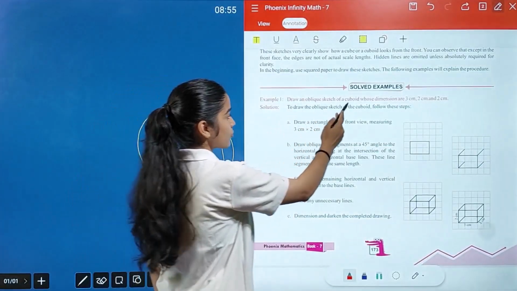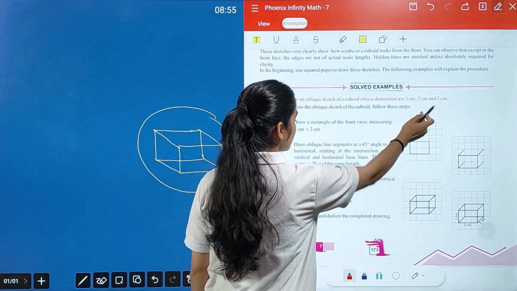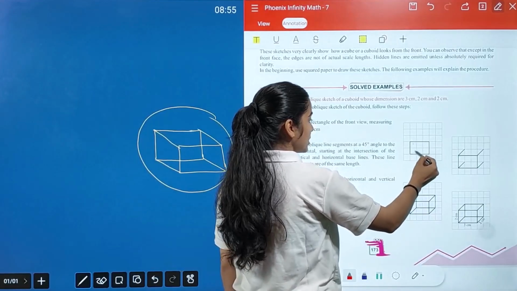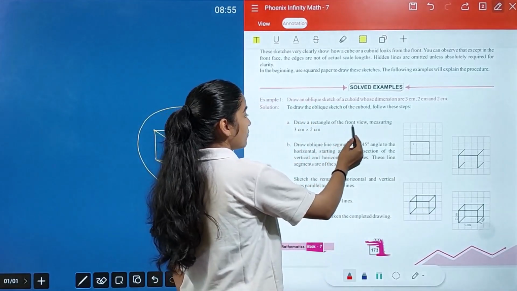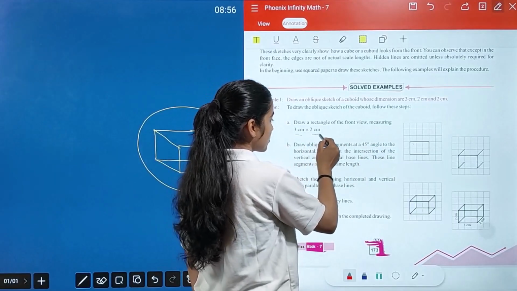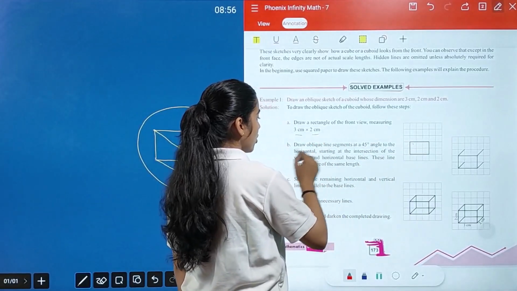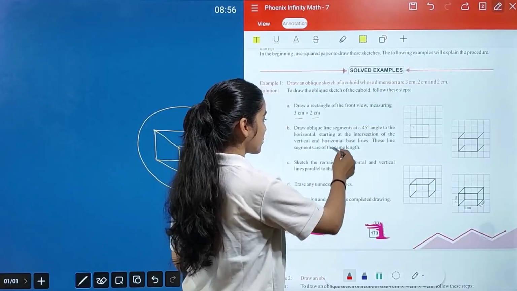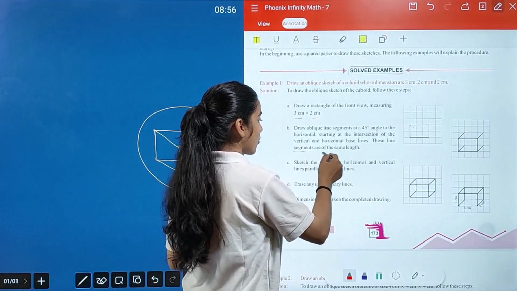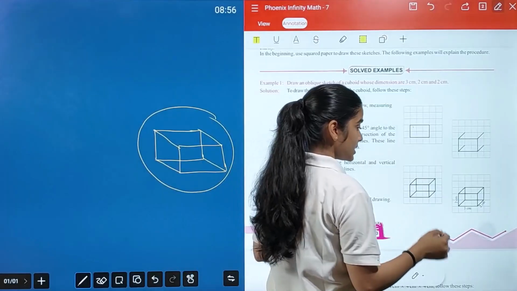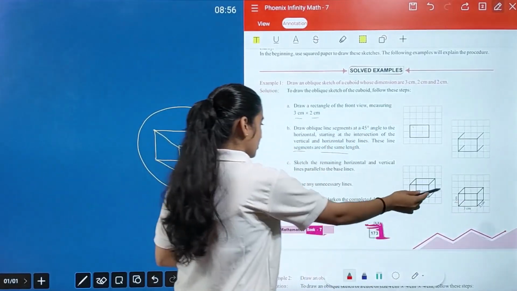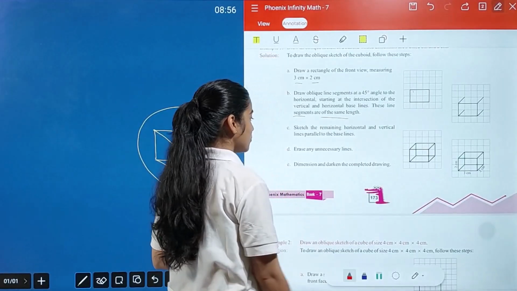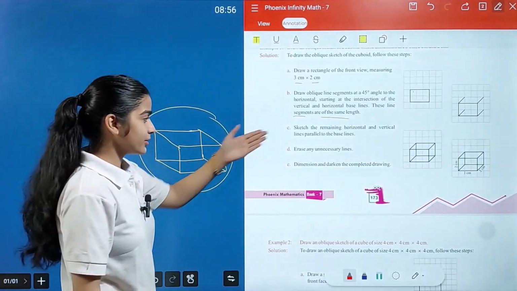Draw an oblique sketch of a cuboid whose dimensions are 3 centimeter, 2 centimeter and 2 centimeter. So draw a rectangle of front view measuring 3 centimeter and 2 centimeter. Further, draw oblique line segments at a 45-degree angle to the horizontal, starting at the intersection of the vertical and horizontal base lines. These line segments are of the same length. Here is another parallel rectangle to it. Now you just have to connect the lines like this, and further you have your cuboid here.